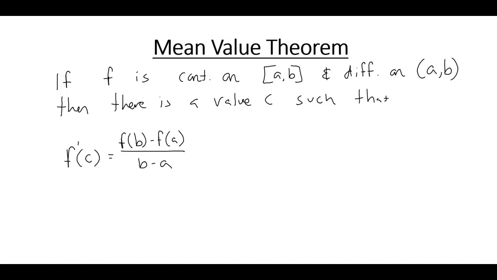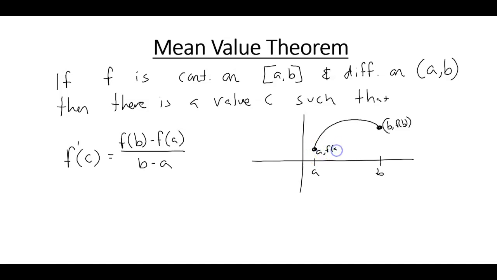And just for a graphic representation, say I have my function here. And those are the two endpoints there. The secant line tells you the average rate of change. We're looking for the tangent line that's parallel to that so that it has the same slope as the secant line. And that would be at C, f of C, because at that point, the slope of the tangent line is equal to the slope of the secant line. And we call that the mean value theorem.